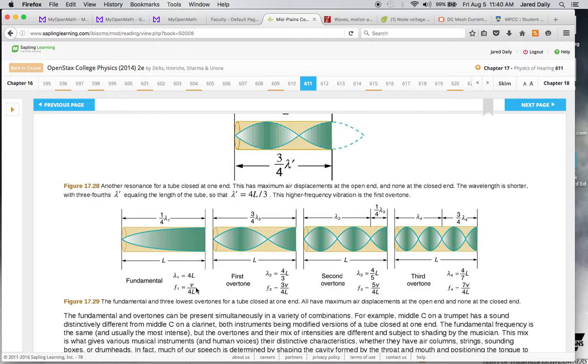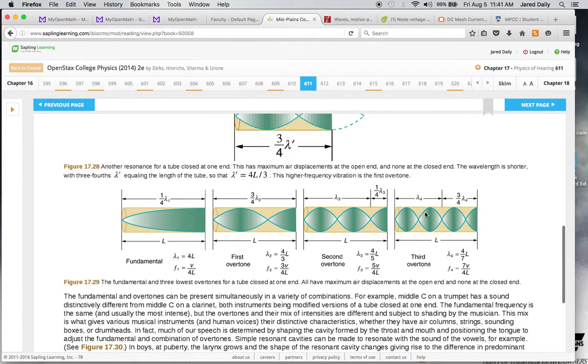And then the next wave that we can build, this one where 3/4 of the wave fits into the tube of length L, we're going to call the first overtone. And the next one we call the second overtone, and the third overtone. Sometimes we call the fundamental the first harmonic, and then this one the second harmonic, and third harmonic, and so on. But these are all standing waves that you can create inside this tube, and it will resonate, and it will sound big and loud and good.